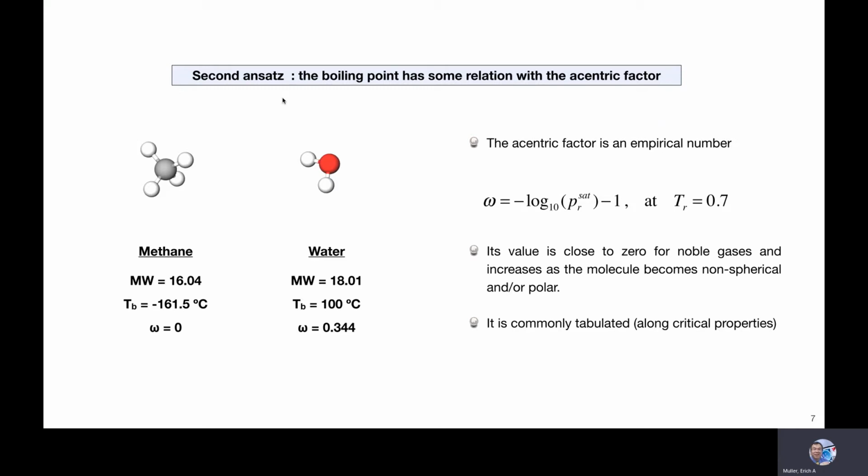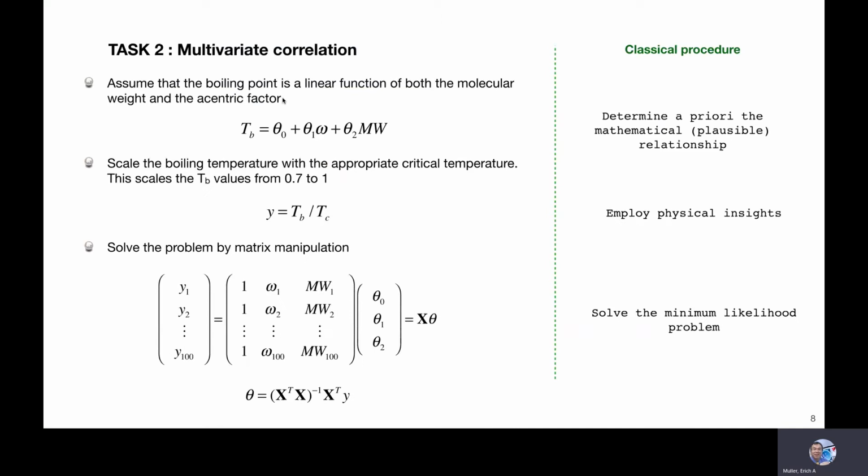So students are then led to the suggestion that we might be able to do a multivariate correlation, that we might be able to take the boiling point as a linear function of both the molecular weight and the eccentric factor with 3 parameters, theta 0, 1, and 2, which are somehow unknown. And this is an idea of a classical procedure. You would start with a certain hypothesis and a mathematical statement of what you think the relationship is.